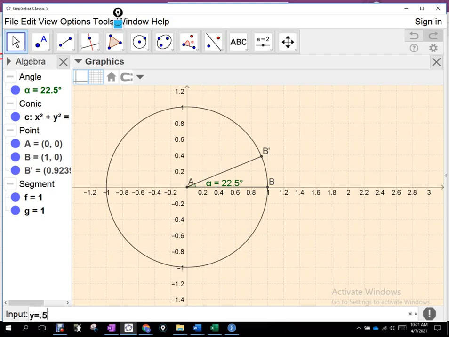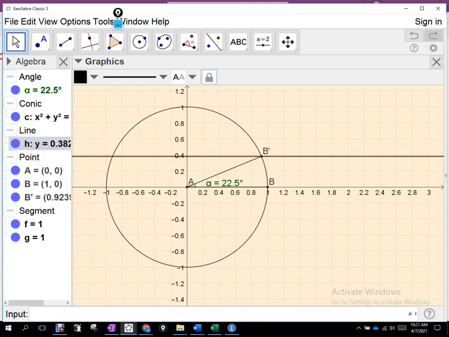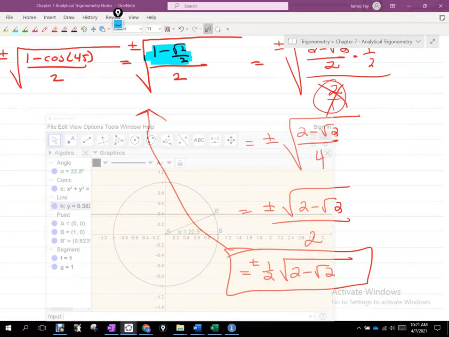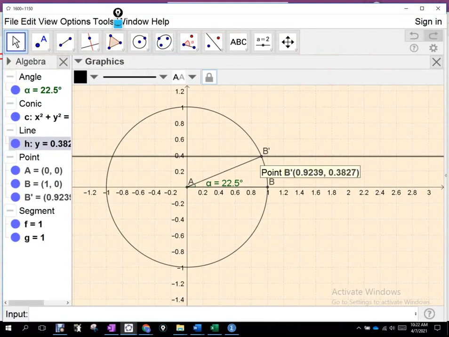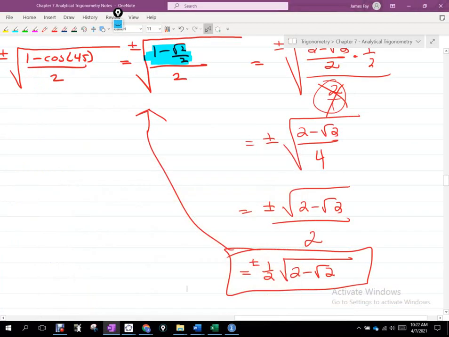So the y values are the same because of the symmetry, but positive or negative based on the quadrant they're in. So I'm going to type in 0.5, and then the square root of 2 minus the square root of 2, and you see that that y value goes straight through B prime, right? Okay, so that is the exact value for that y coordinate, which you were seeing as a decimal for B prime as 0.3827. If I would type in sine of 22.5 on my calculator, it's going to spit back 0.3827. But now with the half angle formula, we can actually have the exact value.